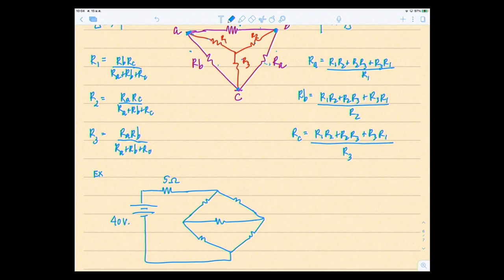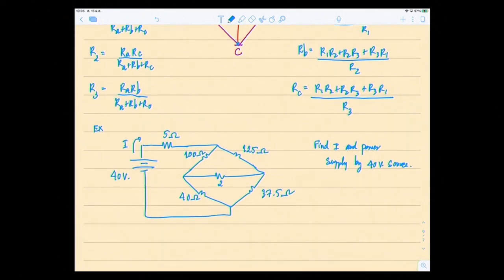$40, okay, and this is 125 ohms, 100 ohms, 37.5 ohms, 40 ohms, and find the current and power supplied by the 40 volt source. Okay, so I want to find this I. Find I and the power supplied by the 40 volt source. So this is the question, okay? And of course the middle here is 25 ohms, right?